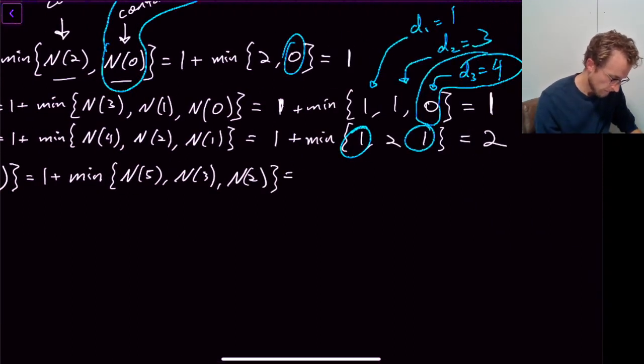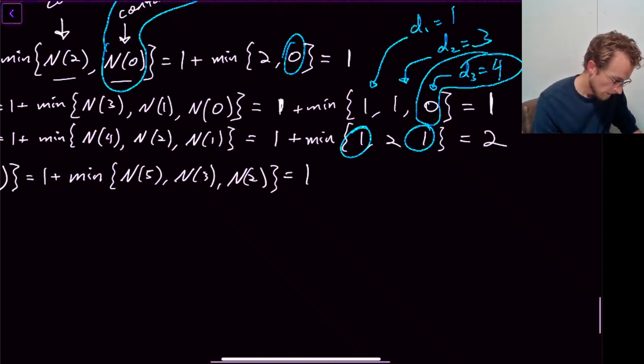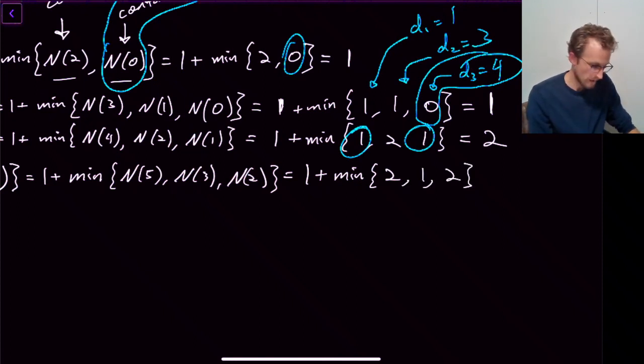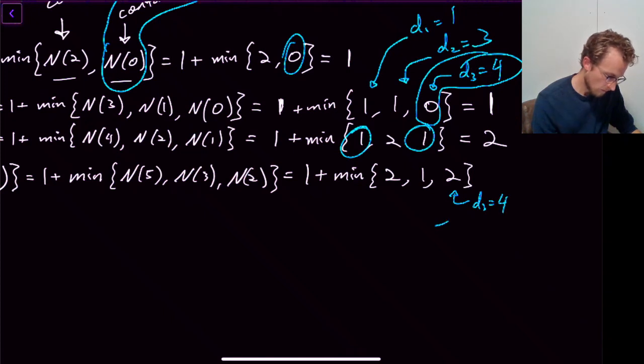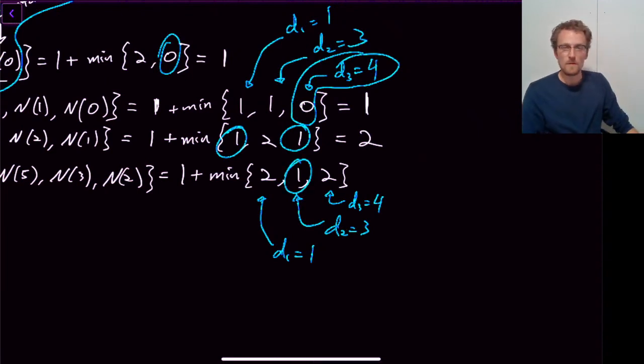And right, so now we can plug numbers in. Those n's are all from our DP table. So this is 1 plus the minimum of n of 5 is 2, n of 3 is 1, and n of 2 is 2. And so now we have a unique minimizer, right? And so if we just want to keep track of what's what, this is D3. This is a 4-cent coin. This is a 3-cent coin. This corresponds to a 1-cent coin. And the minimum is 1. The minimizer here is the 2-cent coin.